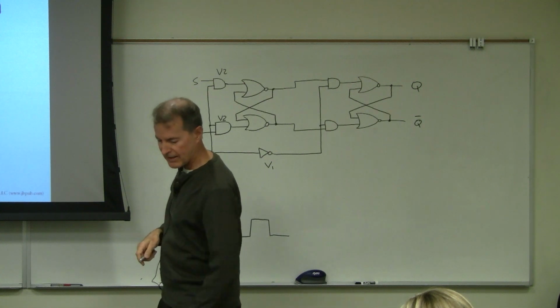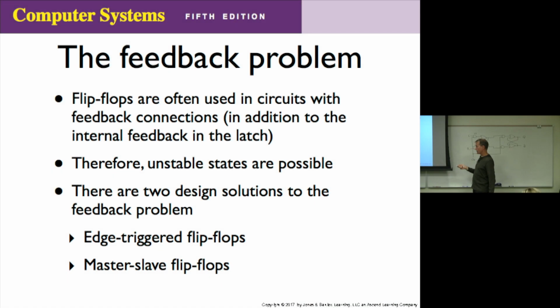Okay, so let's go back here to our last bullet point. There are two design solutions to this feedback problem. One design is called the edge-triggered flip-flop, and the other one is called the master-slave flip-flop. We did that in the lab. Which one did we do? Master-slave. Actually, the chip that you used in the lab the other day was a JK master-slave flip-flop.